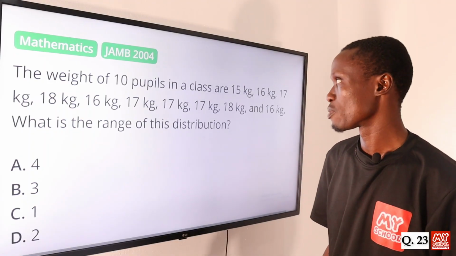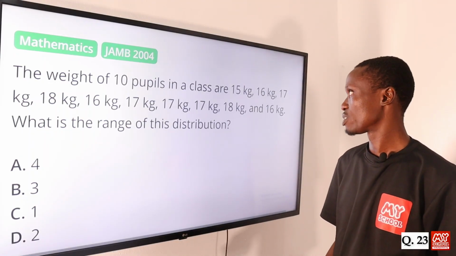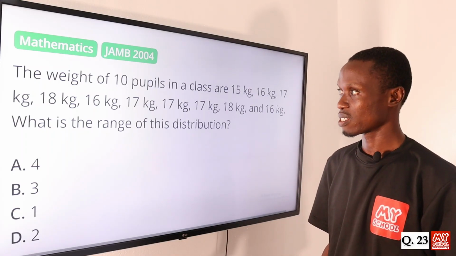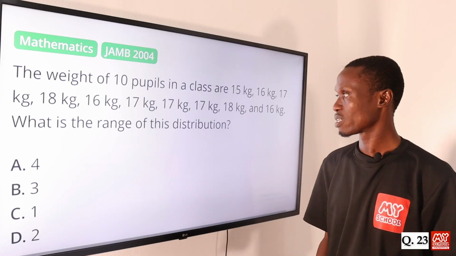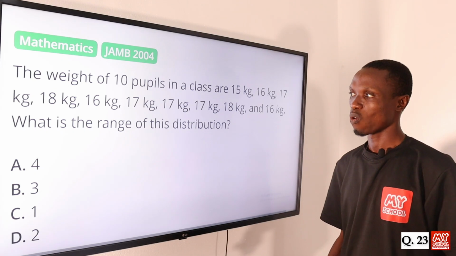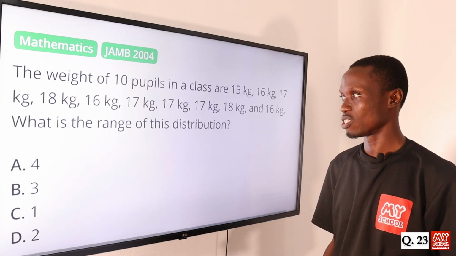Question 23. The weights of 10 pupils in a class are 15 kg, 16 kg, 17 kg, 18 kg, 16 kg, 17 kg, 17 kg, 17 kg, 18 kg, and 16 kg. What is the range of this distribution?